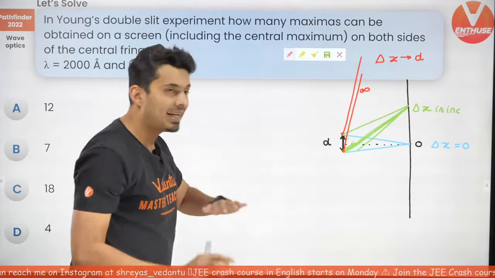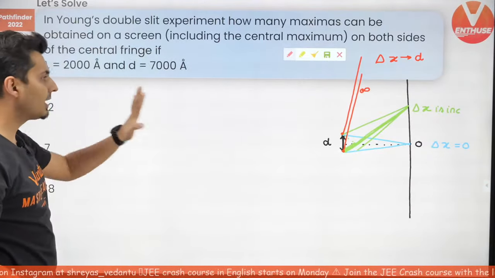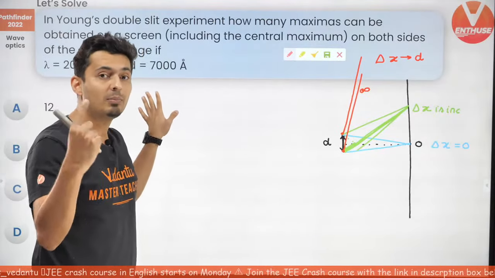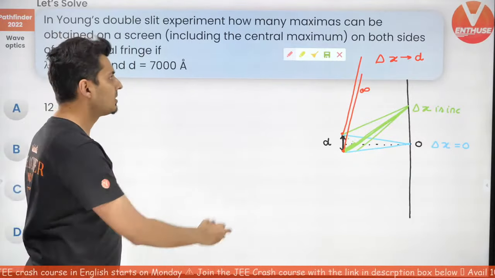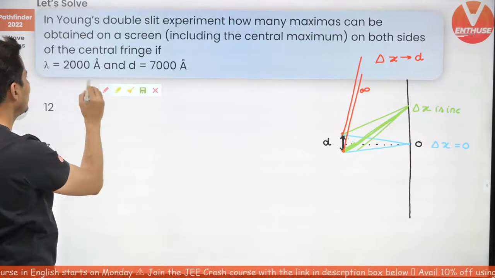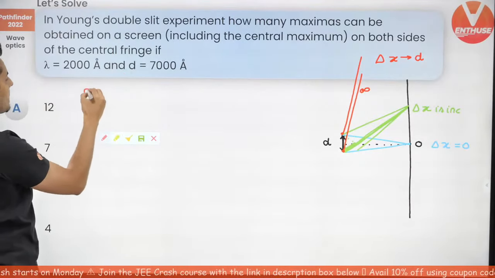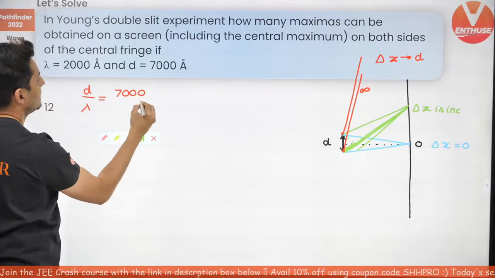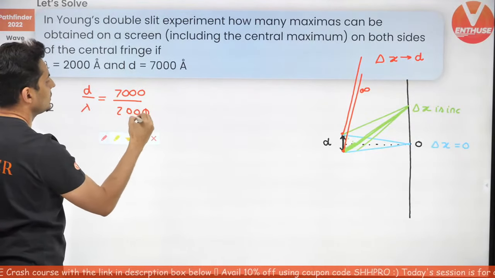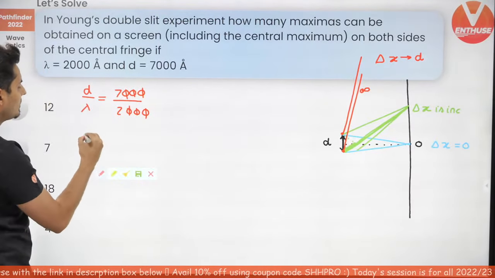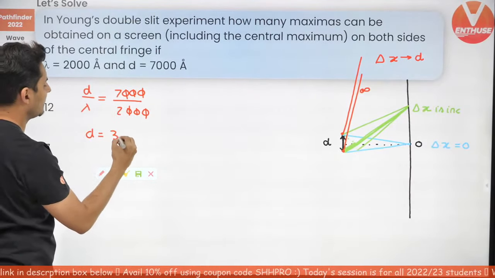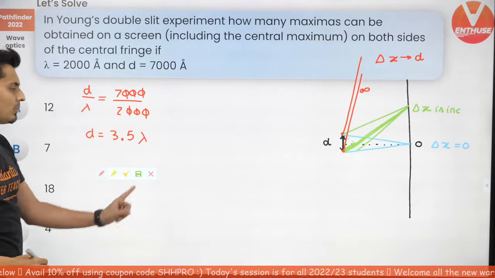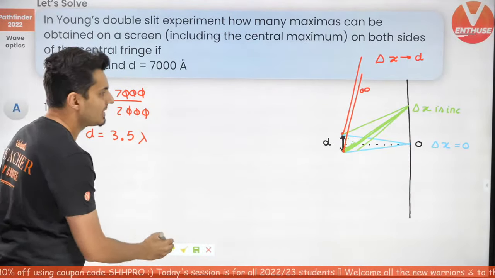Cool. Now that is the trick which you need to remember for solving these kind of questions where you have to find the number of maximas and minimas. Observe how. First of all, d by lambda is the value which you need to find, which is 7000 divided by 2000. So d will be equal to 7 by 2, which is nothing but 3.5 times lambda. d is 3.5 lambda.